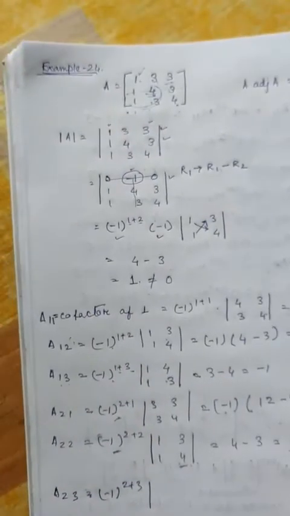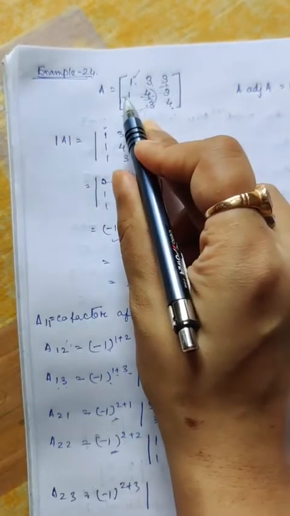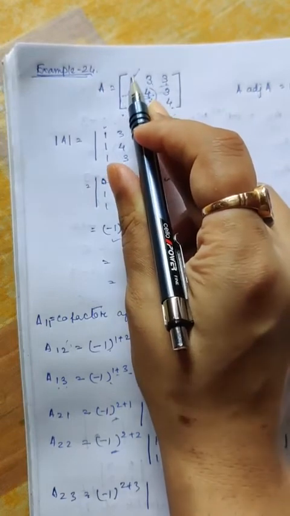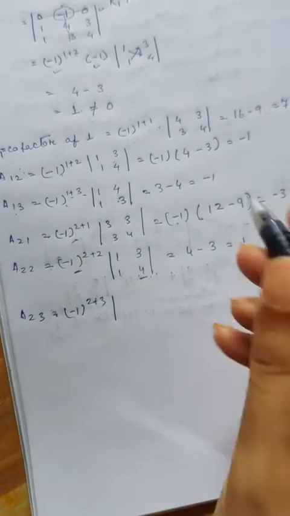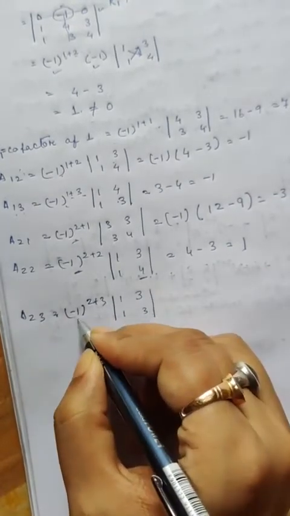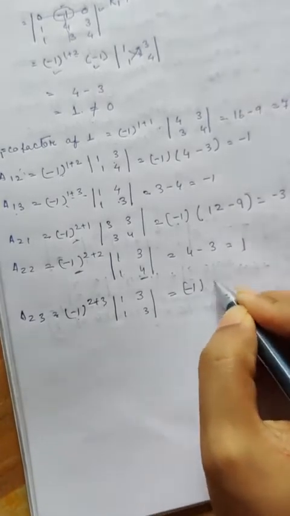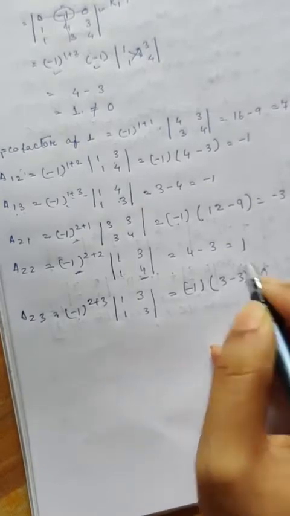Now A23. A23 means minus 1 to the power 2 plus 3, and this is the second row third column. We have to eliminate the second row third column. So we will be left with 1, 3, 1, 3. From here we will get minus 1, and from the determinant 3 minus 3, so it will be 0.